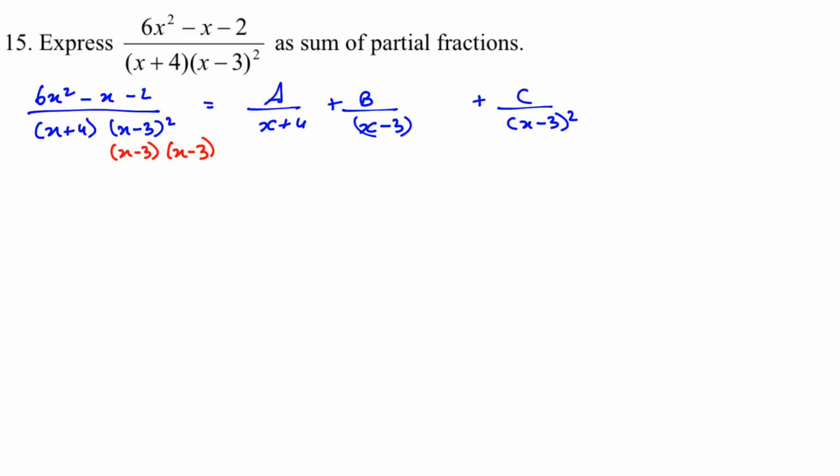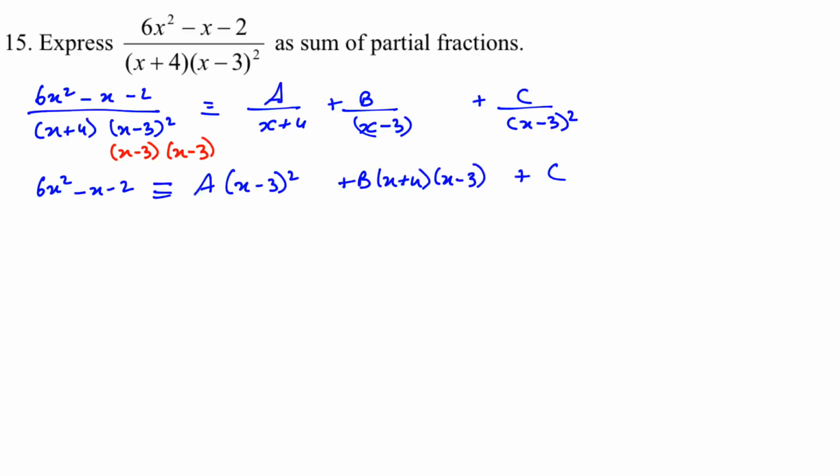It is easier to later make equations. Moving forward, write all the numerators only. So write 6x squared minus x minus 2 is equal to A, leave space here, B, leave space, C. After that, look here, you have x plus 4. Cover x plus 4, what is remaining? X minus 3 squared. Write it next to A. For B, cover x minus 3. If you cover one x minus 3, you will have x plus 4 and x minus 3, and that will go beside B. And for C, you have x minus 3 squared, so you are going to cover up both the x minus 3 and you will have x plus 4, and that will go beside C.